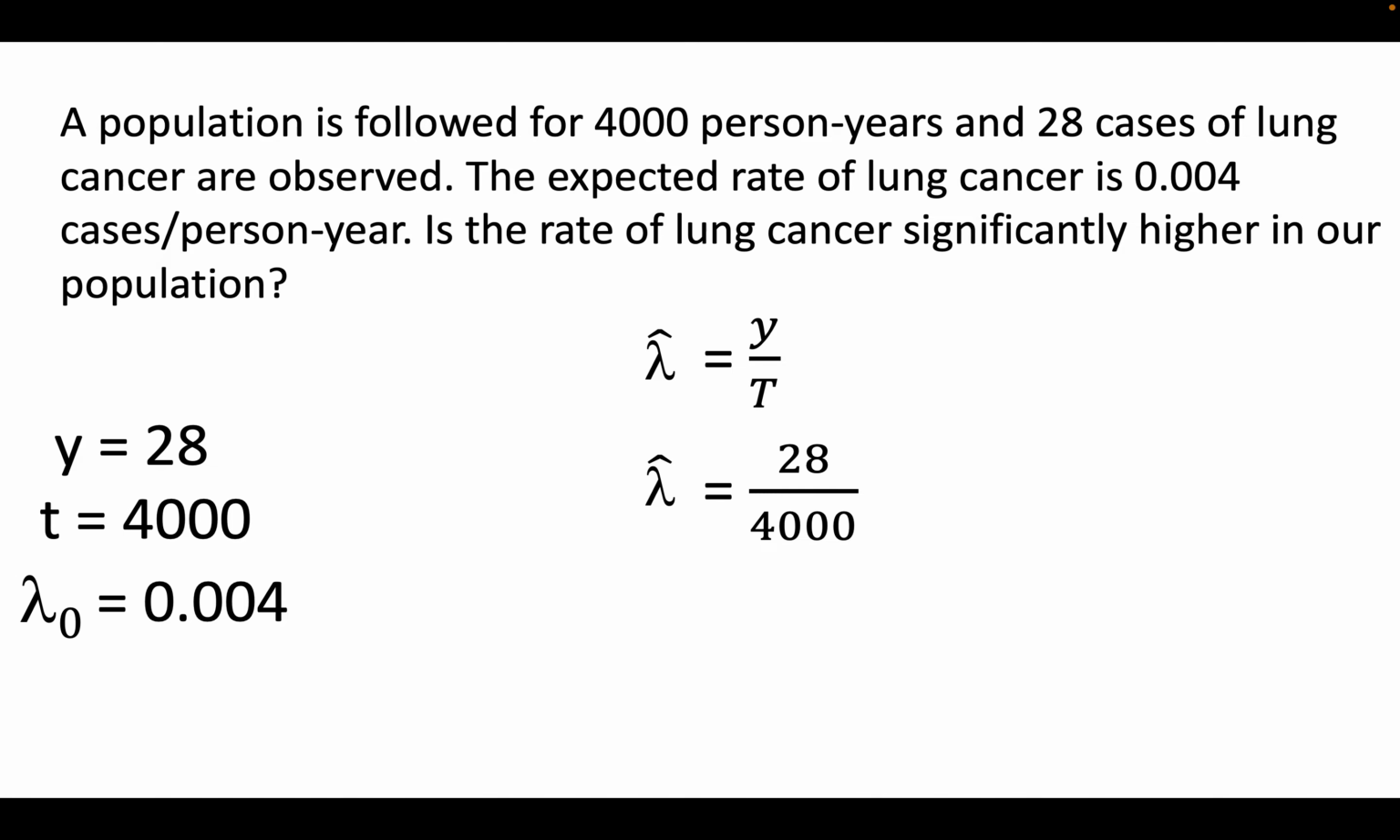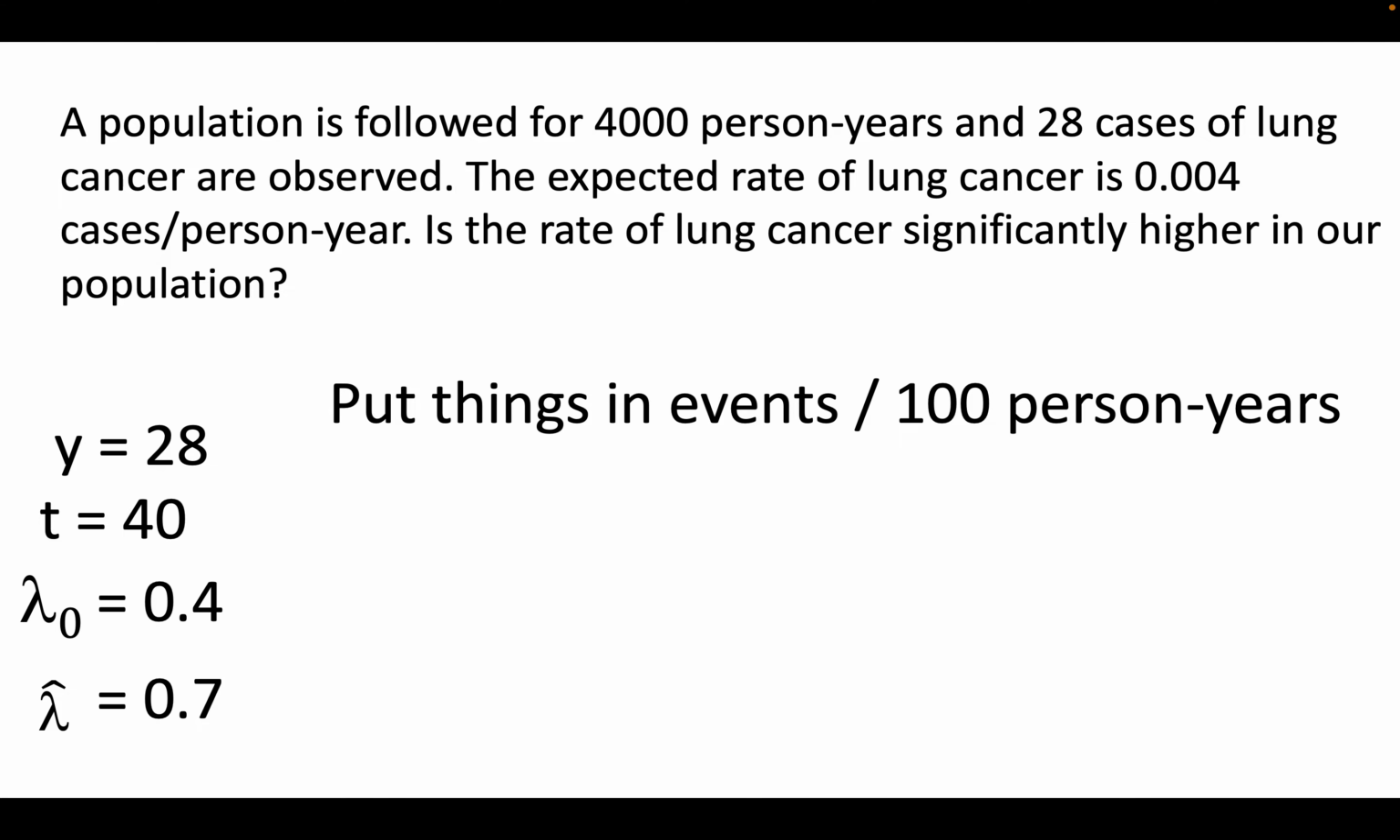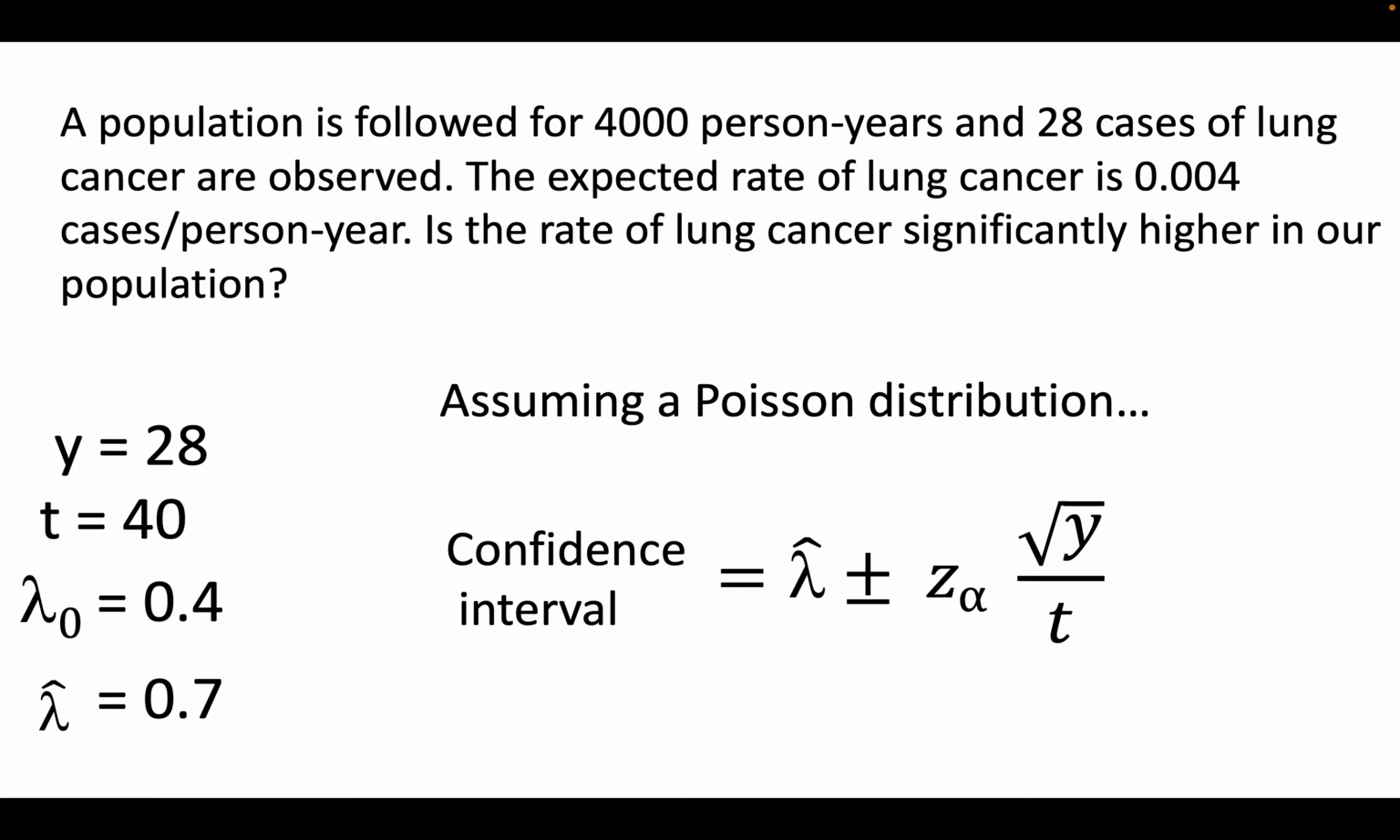So calculating our observed rate, we have a count of 28 over 4,000 person years, so 0.007. And just putting everything on a more reasonable scale, per 100 person years, that's just what I did there. If we assume a Poisson distribution, then we can use this formula to construct a confidence interval.